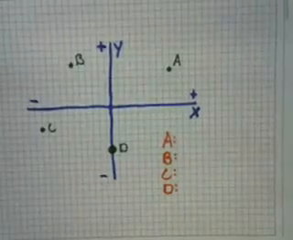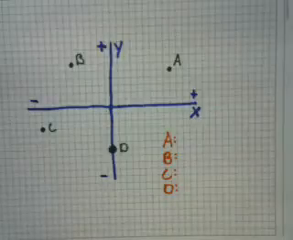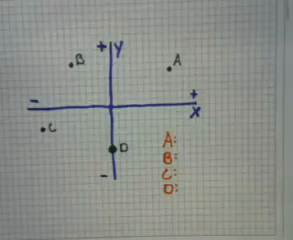Hi, Mr. Andrew here, and today we are going to be using a coordinate plane, and we have 4 points on the coordinate plane, and they are A, B, C, and D, and we are going to be finding the ordered pairs of those points.